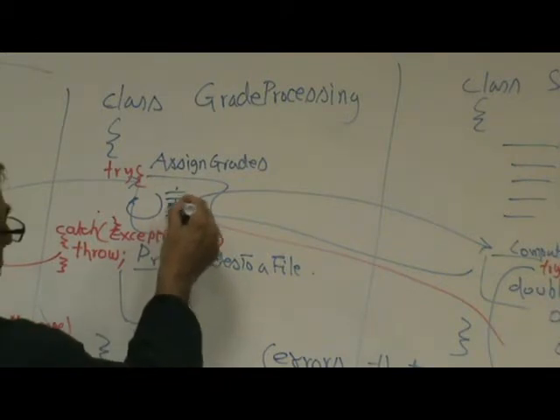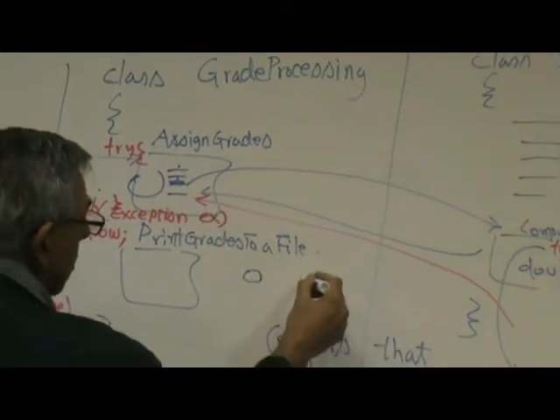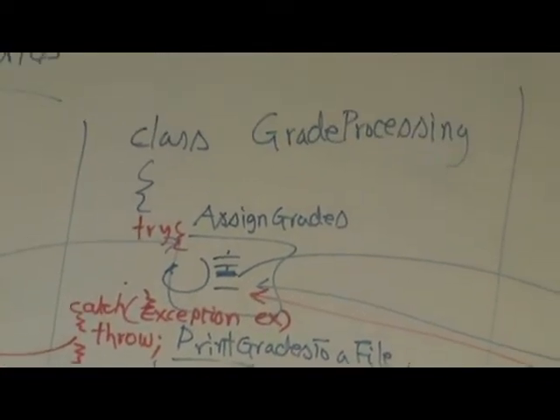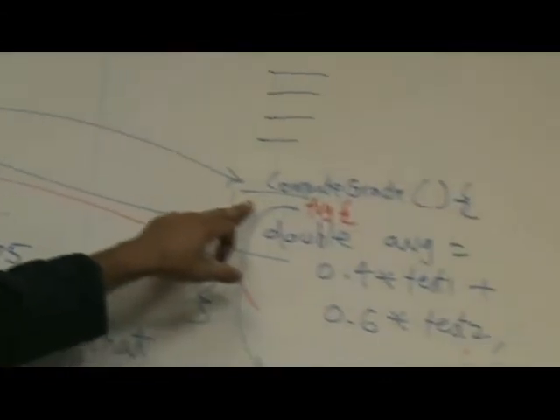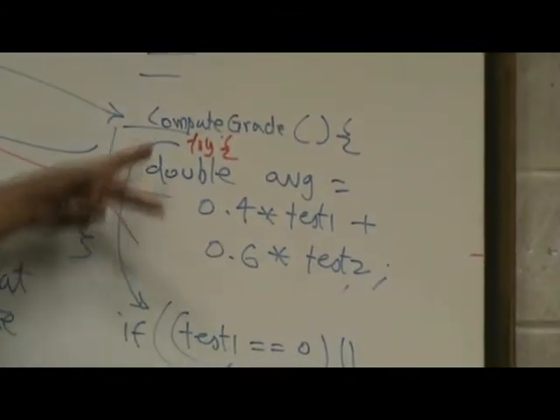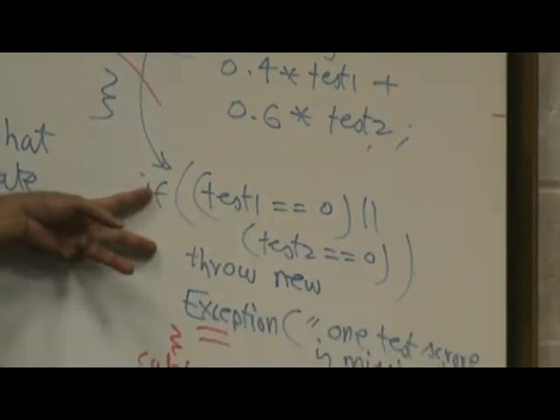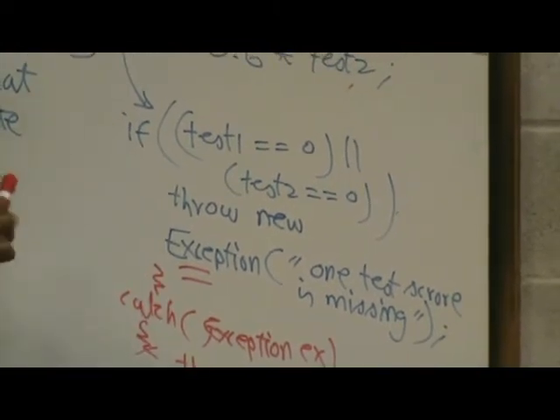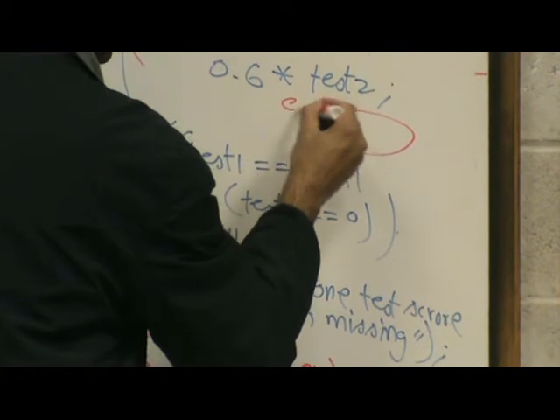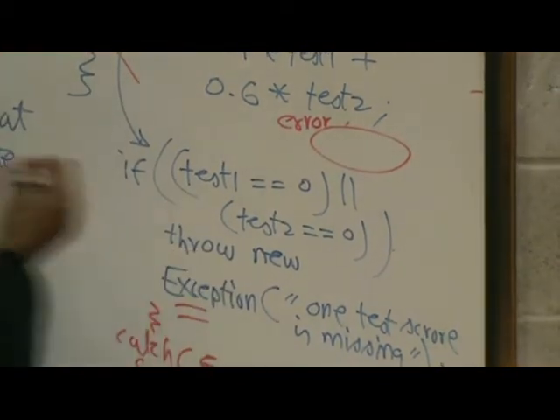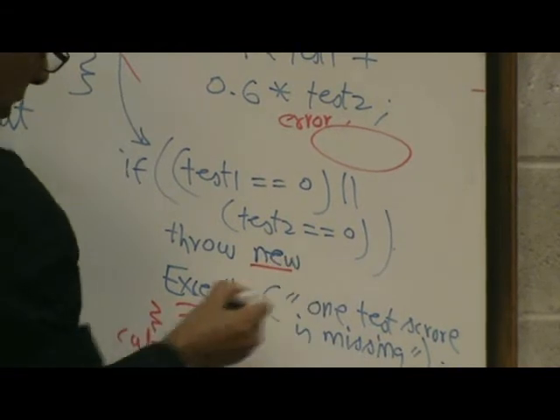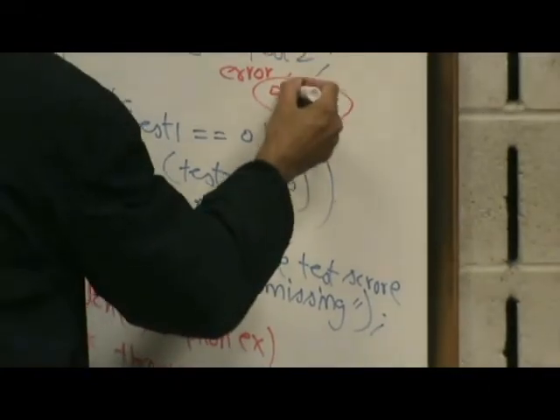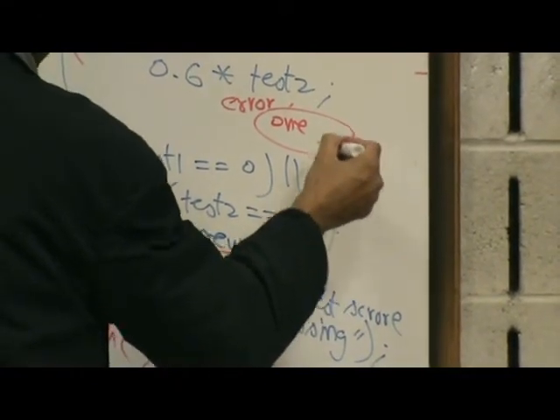Then we come across a student where the test score is 0 and 75. First test is 0, second is 75, right? So as we call the compute grade on it, what will happen? In the very beginning, we have this line: if test 1 equal to 0. Whenever we say throw new exception, it's as if we are creating our own error message, our own error object. See, new exception creates an object of the exception class, right? And we are putting a message, one test score is missing.